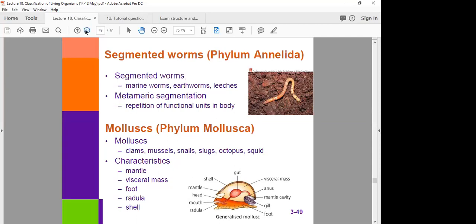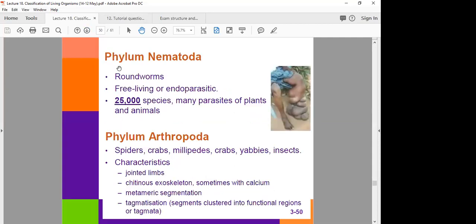So that's the mollusks. Next we have phylum Nematoda, and these are the roundworms. They may be free-living or endoparasites. And here's an example of a disease of the lymphatic system that can be caused by one of these nematodes.